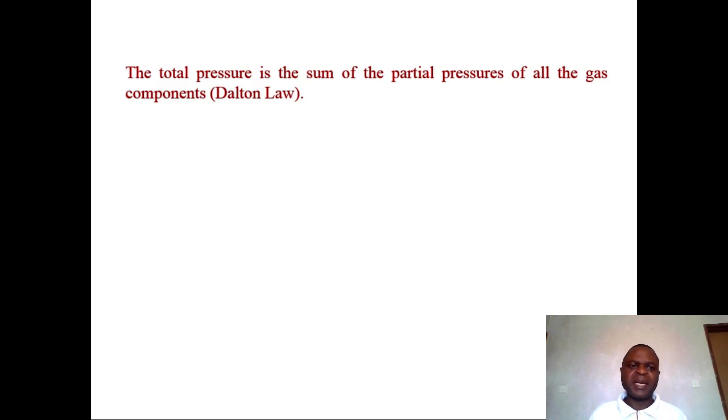So the total pressure is the sum of the partial pressures of all the gas components, according to what is called Dalton's law. But you should just know that the total pressure will be the sum of the partial pressures of all gas components, that is the helium and the argon components. They will produce the total pressure. So the total pressure is the pressure of argon gas plus the pressure of helium, which we were given in this case to be 1 atmosphere.